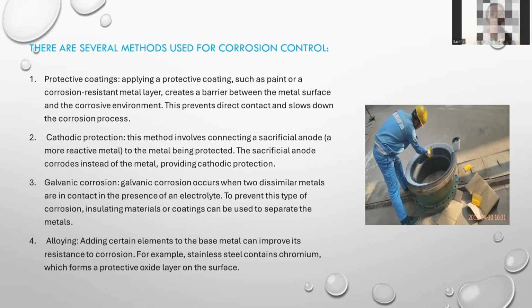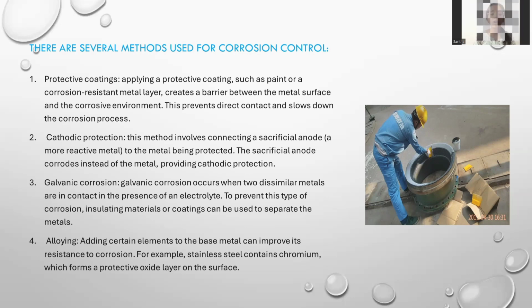Cathodic protection. This method involves connecting a sacrificial anode or a more reactive metal to the metal being protected. The sacrificial anode corrodes instead of the metal, providing cathodic protection. Galvanic corrosion occurs when two dissimilar metals are in contact in the presence of an electrolyte. To prevent this type of corrosion, insulating materials or coatings can be used to separate the metals.